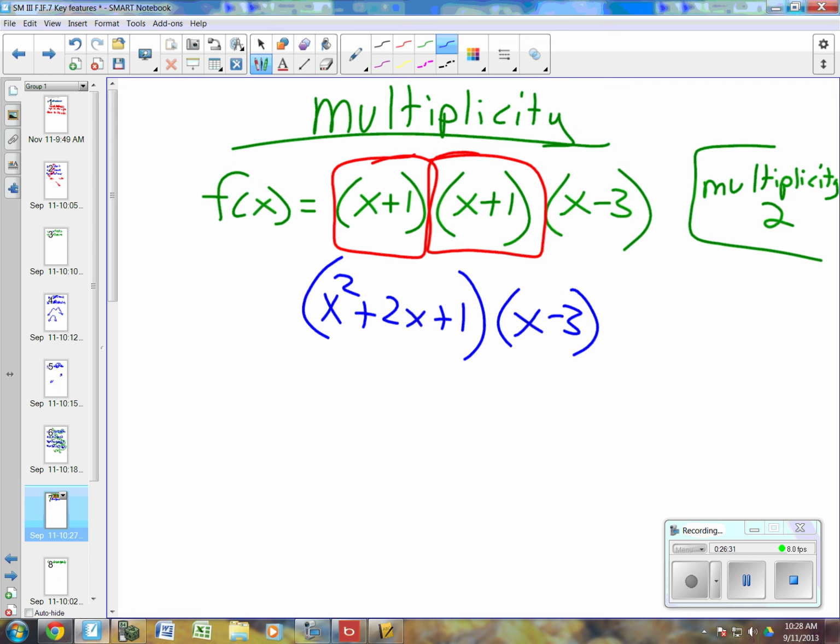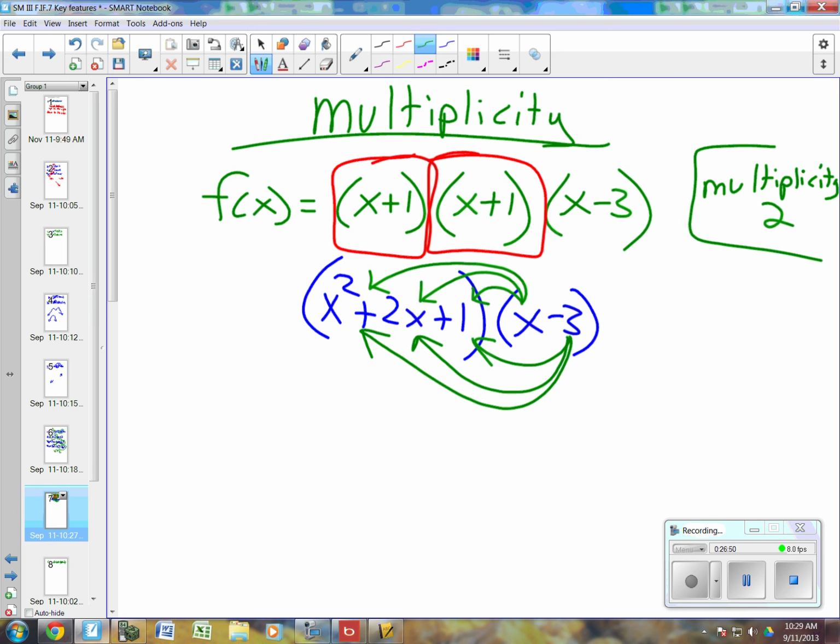If I multiply these two together, you all know how to multiply these together, right? You can't say FOIL on this. You have to use the distributive property. You have to distribute the x, and then you have to distribute the negative 3, like that.